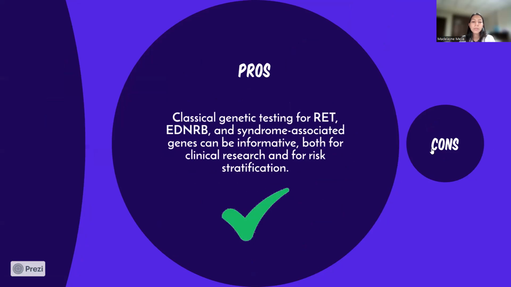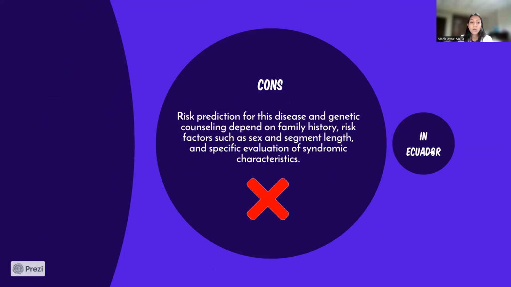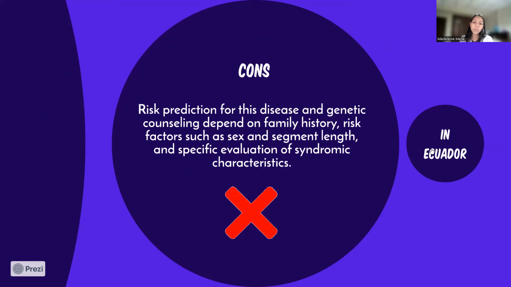Now about the pros, classical genetic testing for RET, EDNRB, and syndrome-associated genes can be informative, both for clinical research and for risk stratification. Cons, risk prediction for this disease and genetic counseling depend on family history, risk factors such as sex and segment length, and a specific evaluation of syndromic characteristics.